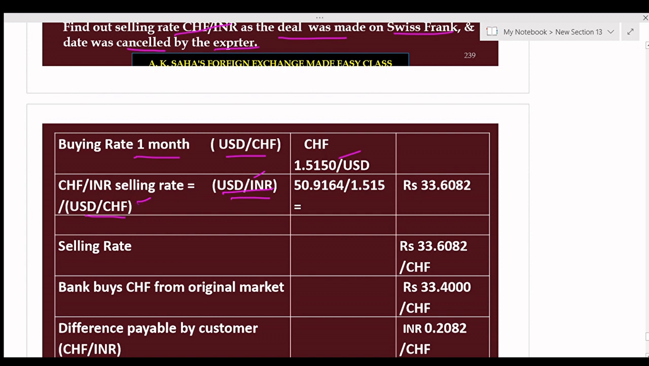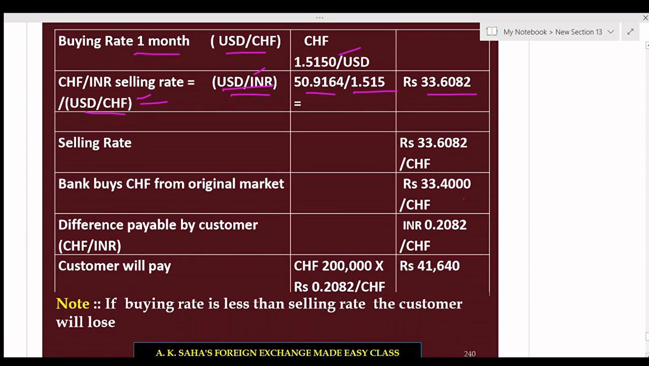The selling rate of CHF INR, that is the selling rate of USD INR divided by the buying rate of USD CHF, is equal to 50.9164, which I have already calculated, divided by 1.515, which is equal to rupees 33.6082 per CHF, Swiss franc. Now the selling rate is rupees 33.6082 per CHF.